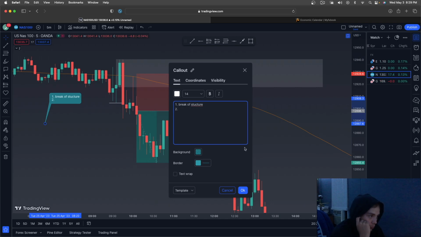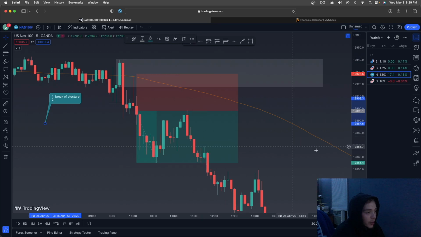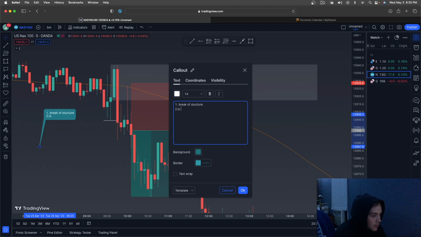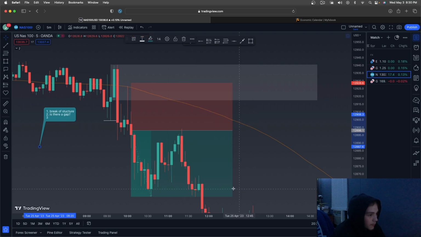Number two, what are we looking for? Secondly, is there a gap? What do you mean, is there a gap? After the supply candle, did the market leave a gap from the candle before to the candle after? Yes, we have a little gap right from here to here. Markets have to fill their gaps to correct themselves. So number two, is there a gap? Yes, we have a gap.